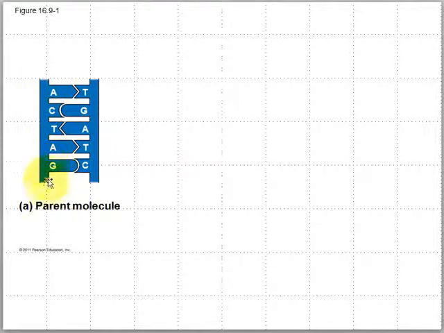So here we have the sugar phosphate backbone running one direction. Here's the sugar phosphate backbone running the opposite direction. They're anti-parallel. In the middle, we have these nitrogenous bases. A always forms a pair with T. C always couples with G. And so we know wherever we see an A, the opposite side will be a T. Wherever we see a T, the opposite side will be A. Same with C and G. So here's our parent molecule.